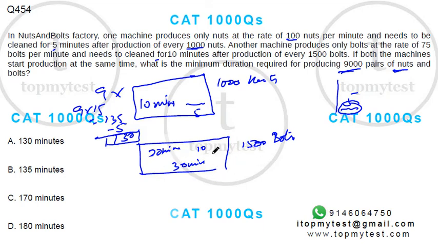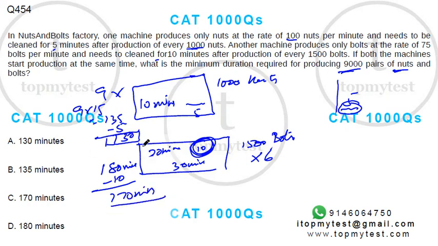Okay, now let's see if the bolts can be produced faster. To produce the bolts, you need 9000 bolts. So 6 times this has to be repeated. This is a 30-minute cycle. So 30 into 6 will be 180 minutes. Again, the last 10 minutes of free time or cleaning time need not be counted. So 170 minutes. So 130 minutes to produce the nuts, 170 minutes to produce the bolts. So the earliest that you will produce is 170 minutes.